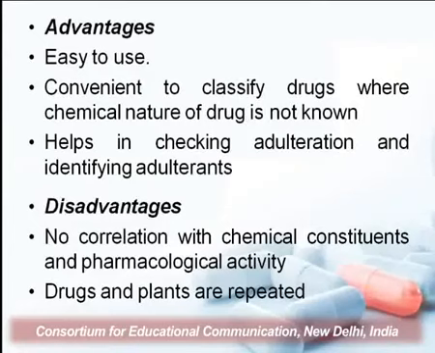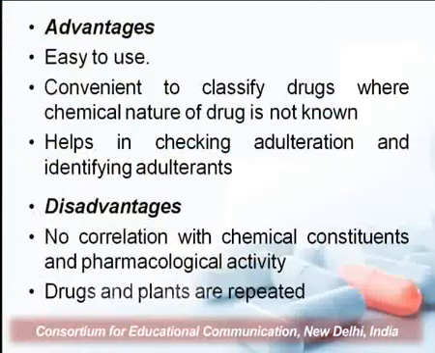Now, there are various advantages and disadvantages for the morphological classification system, and the number one is it's quite easy to use. You can easily categorize the drug under a particular part from which it is obtained. If you are having a leafy drug, you can easily categorize that particular drug under leafy drugs. If you are using a bark drug, then you can easily categorize that drug under the bark drug category. So it's quite easy to use.